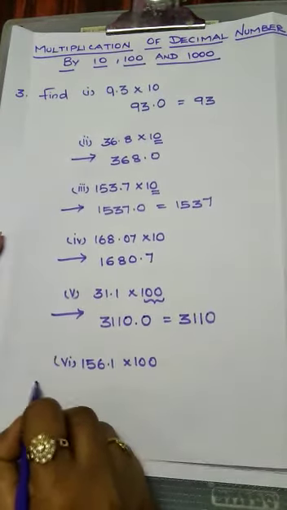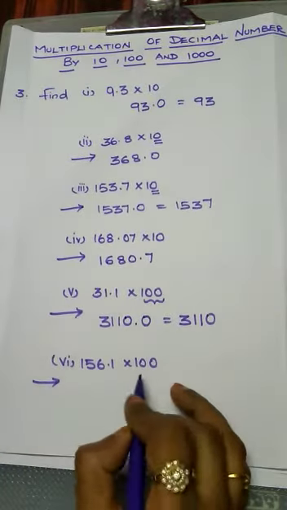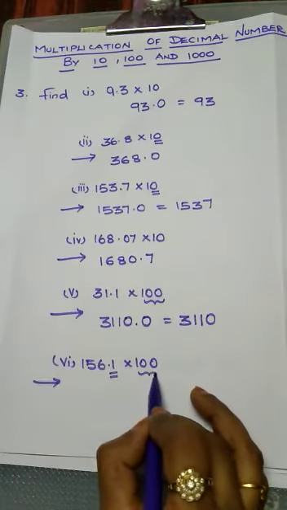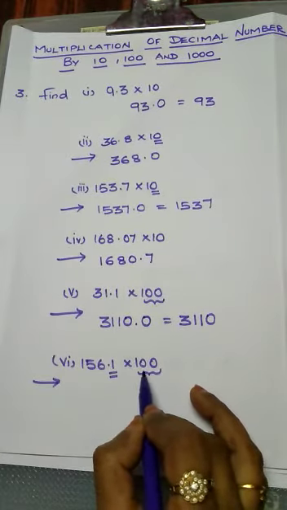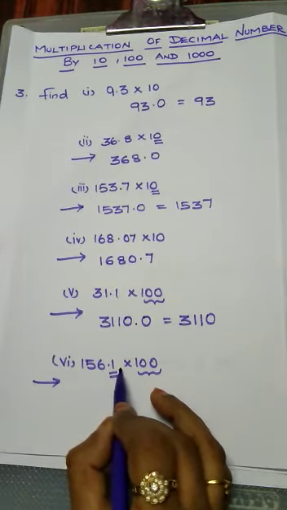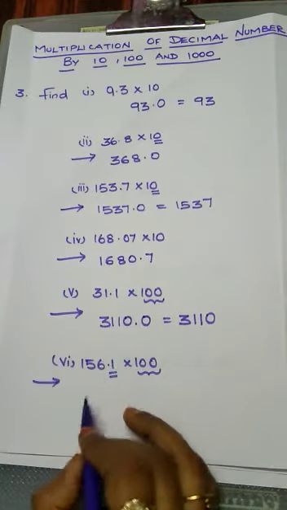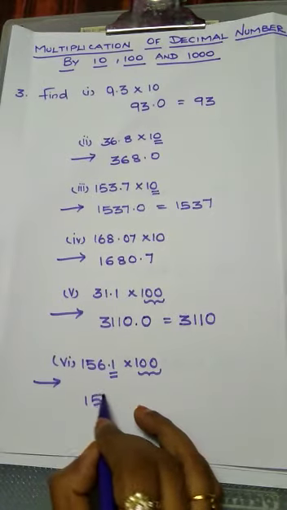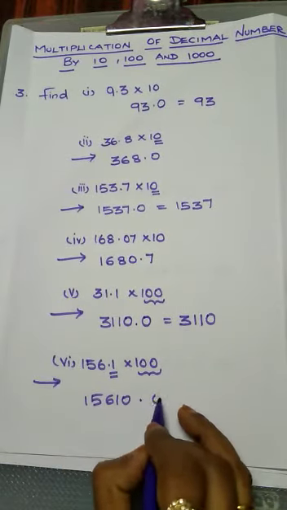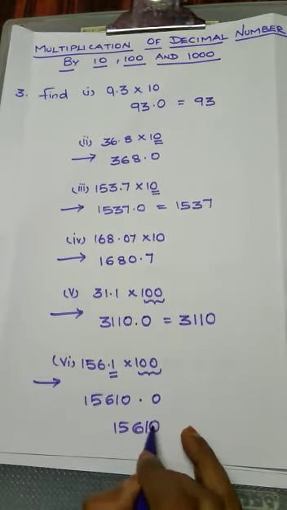Okay. The next problem, 156.1 into 100. Now after the decimal point we have only one value, but we are going to multiply the value using 100. In 100 we have 2 zeros. Actually the decimal point moves one place only for 10. 100 means 2 places, but we don't have some value, no, so extra we have to take 1 0. So 15610 point we have to take 1 0. That is no value. Again directly we have to take 15610. This is the answer.